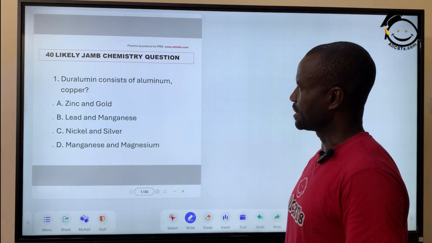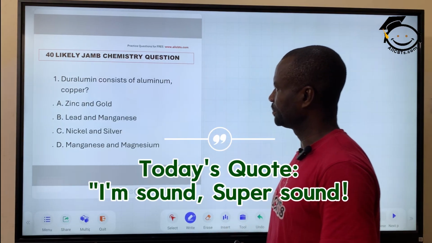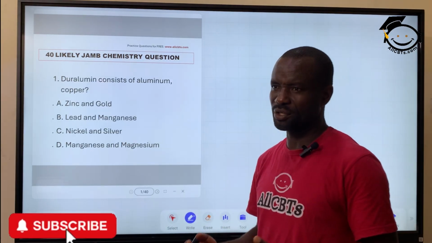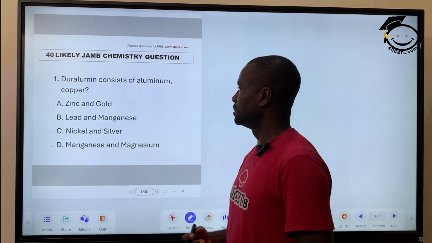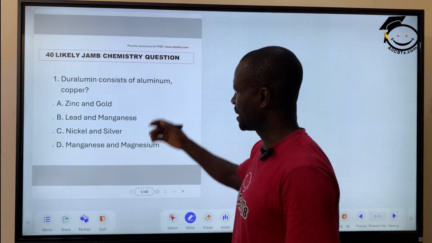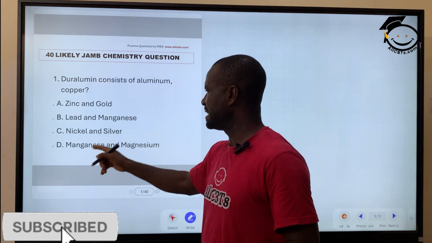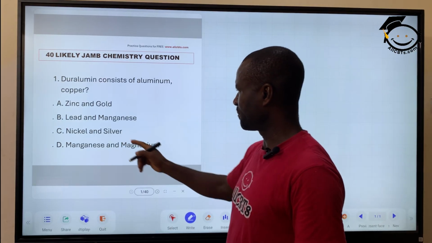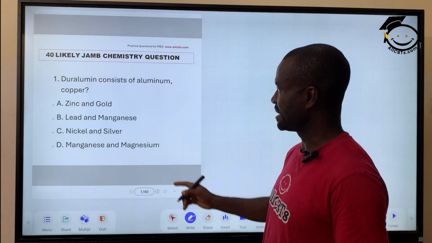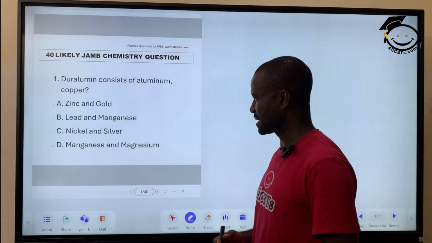Okay, let's look at question number one. It says duralumin consists of aluminium, copper, and what? Duralumin is an alloy. An alloy is a combination of two or more metals. A, zinc and gold. B, aluminium, copper, lead, and manganese. C, nickel and silver. D, aluminium, copper, manganese, and magnesium. The correct answer is a combination of aluminium, copper, manganese, and magnesium. The correct answer is D.